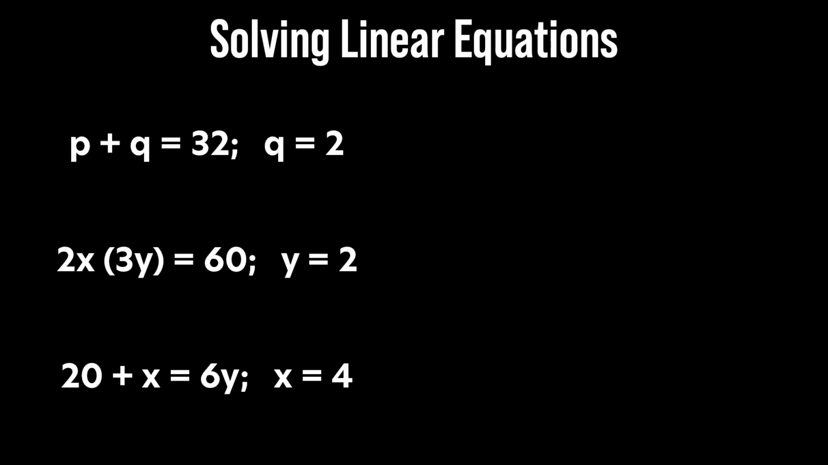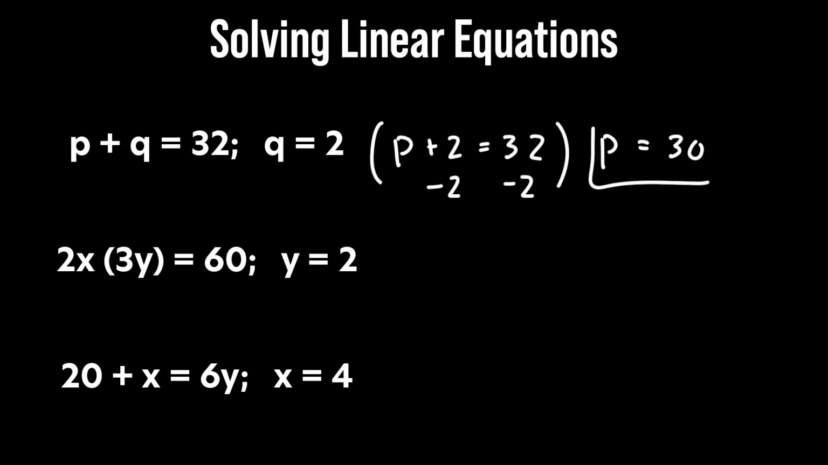All right, these equations are a little more complicated as we have 2 variables now. For instance, in the first one, we have p and q, but we are given the value of one of the variables. So let's plug in q here because we're given q equals 2. And so we'll have p plus 2 is equal to 32. And we can subtract 2 from both sides. And so we'll have p is equal to 30. And so this is the answer for the first one.